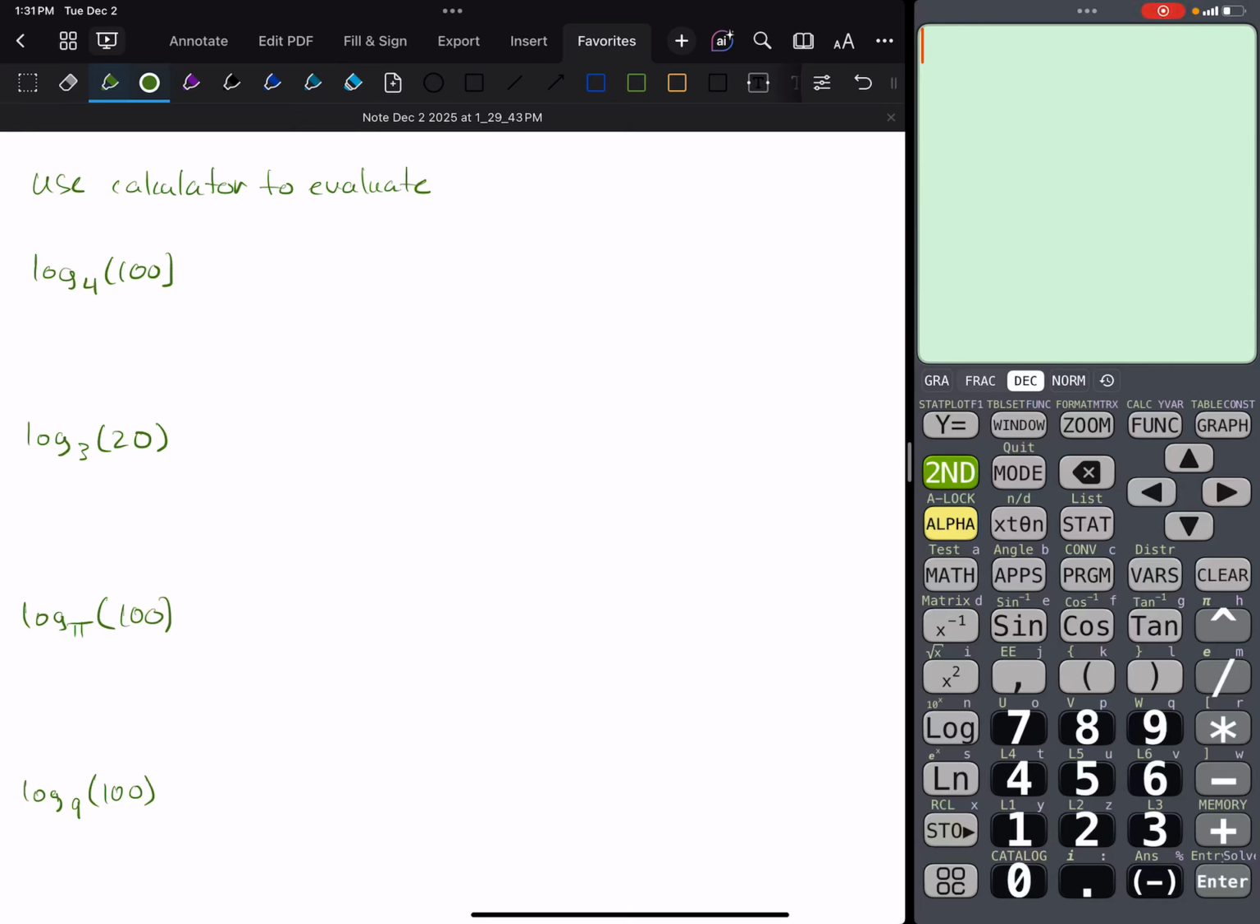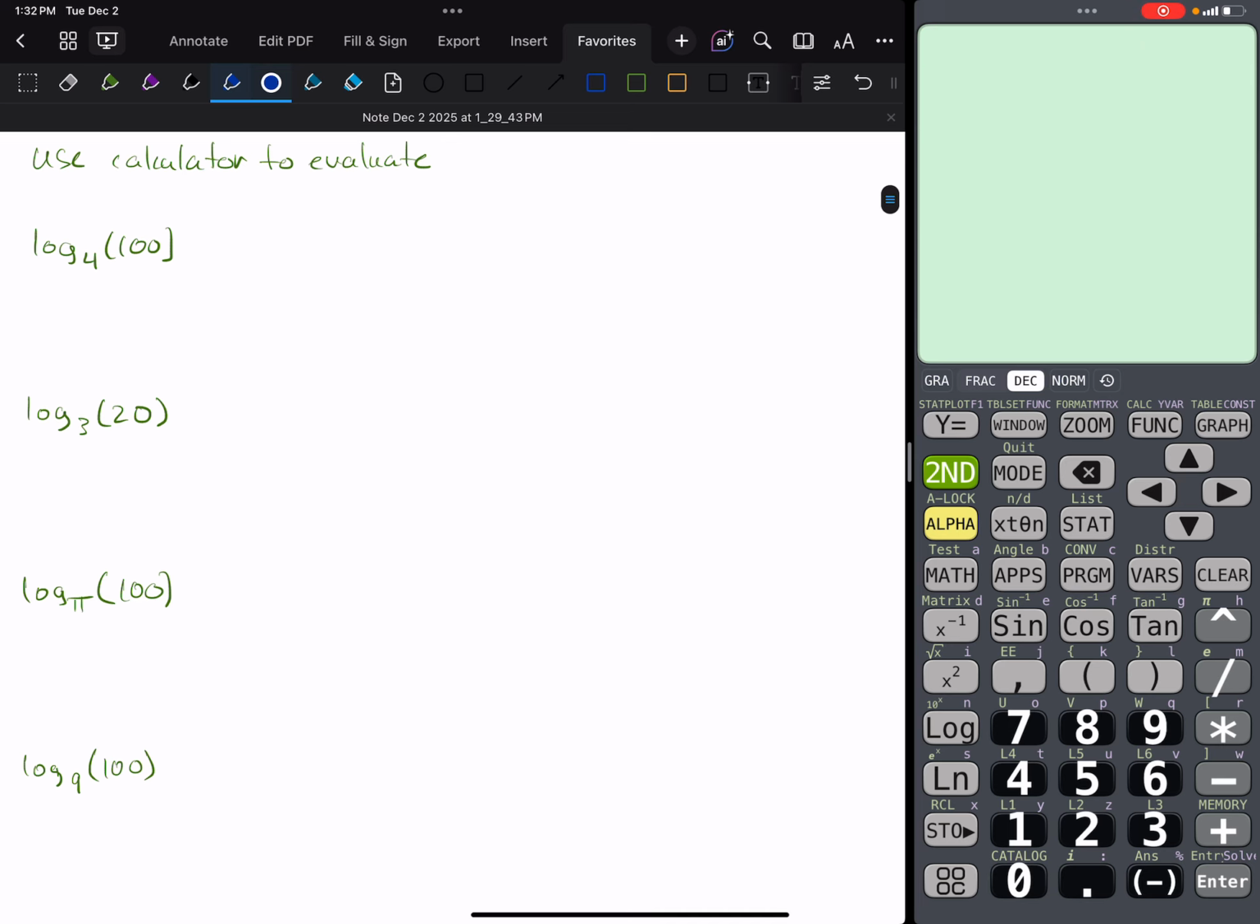Okay, here we're trying to use the calculator to evaluate or approximate several logarithmic functions. The problem is that these logarithmic functions have different bases, right? Our calculator only has two logarithmic buttons, typical TI-84 style calculators. The TI-Nspires and some of the newer ones let you put in an arbitrary base, so this is a little bit less aimed at that type of calculator evaluation. It's still an important technique to know.